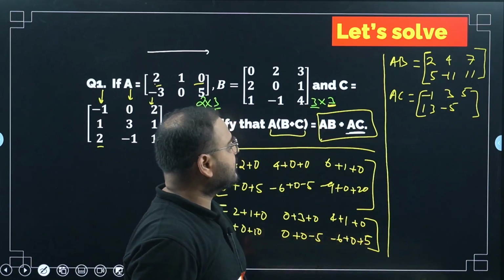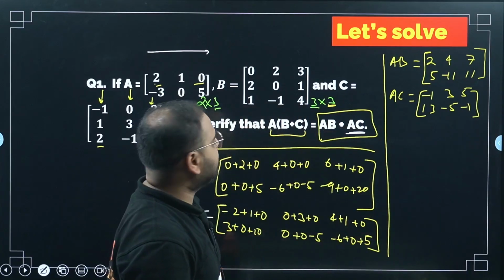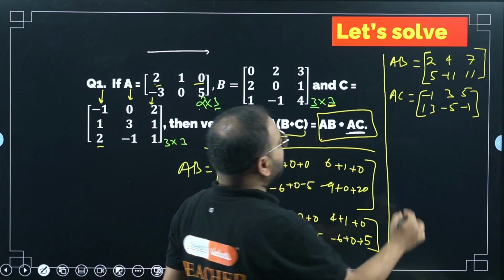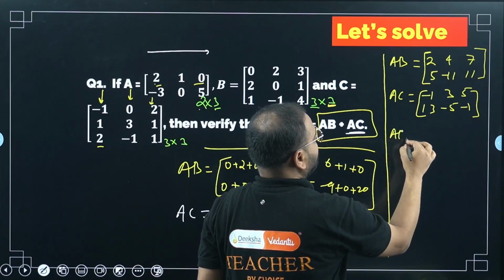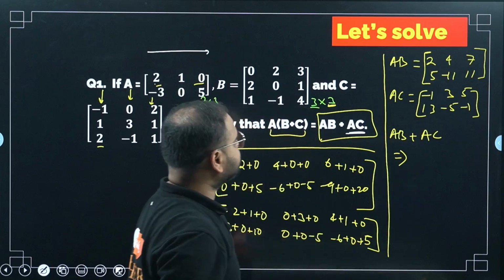Minus 6 plus 5, so minus 1. This is my AB plus AC. Now we have to do AB plus AC. Let's do that here only. AB plus AC will look like what?